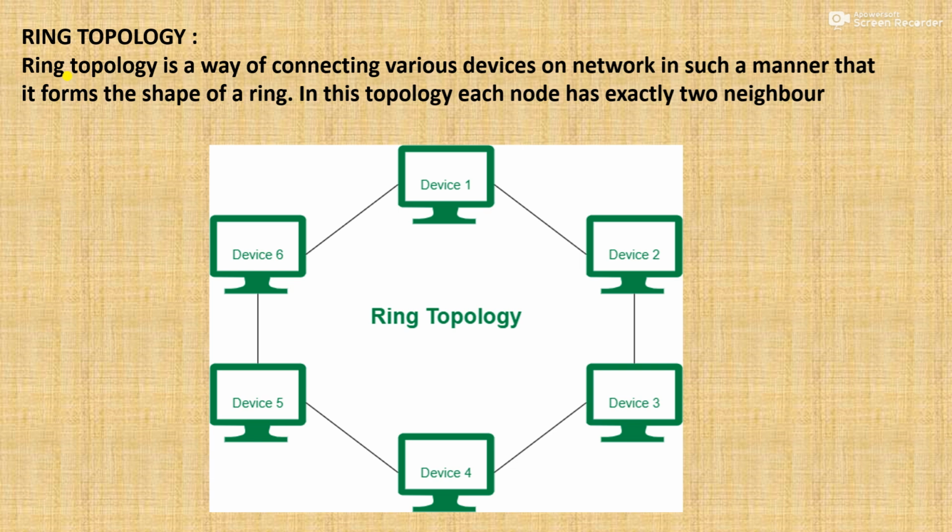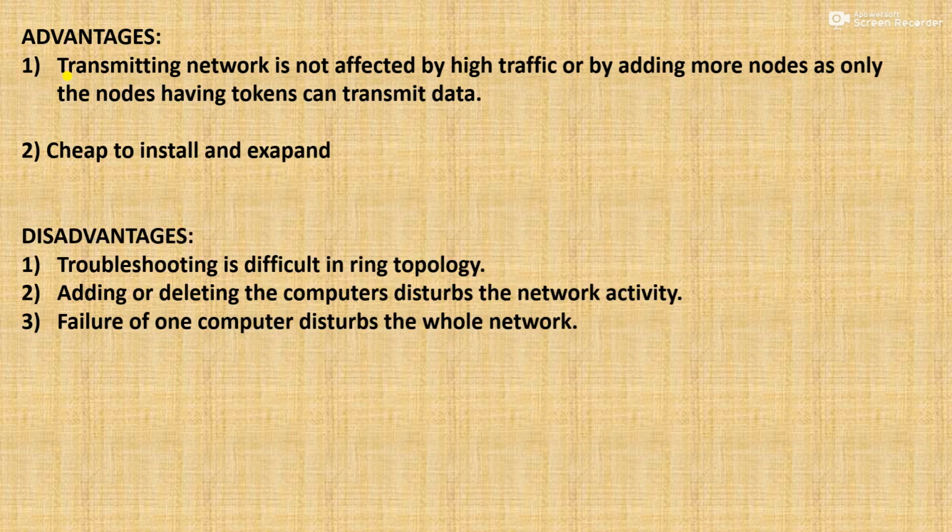In this topology each node has exactly two neighbors. कोई भी node ले लो उसके दो neighbor जरूर होंगे. Device 6 के हमारे पास जो neighbor है that is device 5 and device 1. Device 2 के हमारे पास neighbor है that is device 1 and device 3. Device 4 के हमारे पास neighbor है, we have device 3 and device 5. So like this each node has two neighbors. So this is called ring topology.